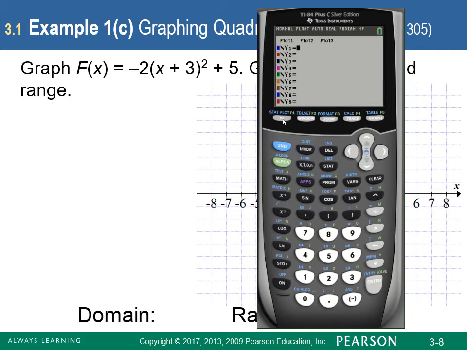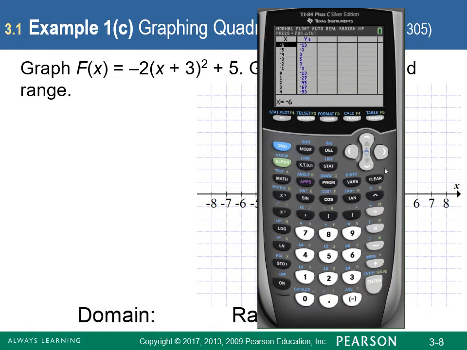So y equals, again, the negative is on the very bottom in parentheses. And here's the 2, parentheses, x plus 3. And then the square, and plus 5. I'll have a look at the graph on a standard window still and be sure I see what I need to see. Again, the details come from using second and table.